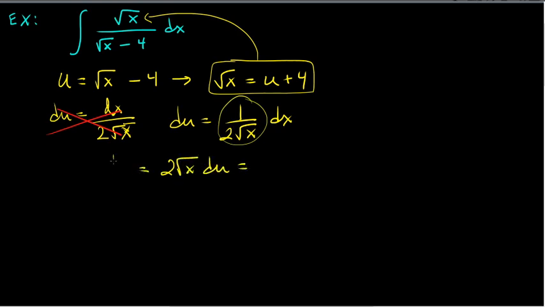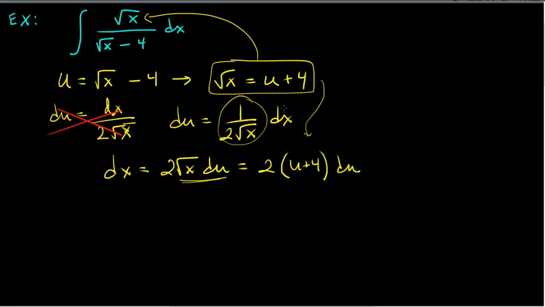Equal, well, I'll put it on the left here. So dx should be 2 square root of x du. But remember, you can't mix your x's and u's, so what's the square root of x? It's up here, it's just u plus 4. So bring that down here. This is going to be 2 times u plus 4 du.